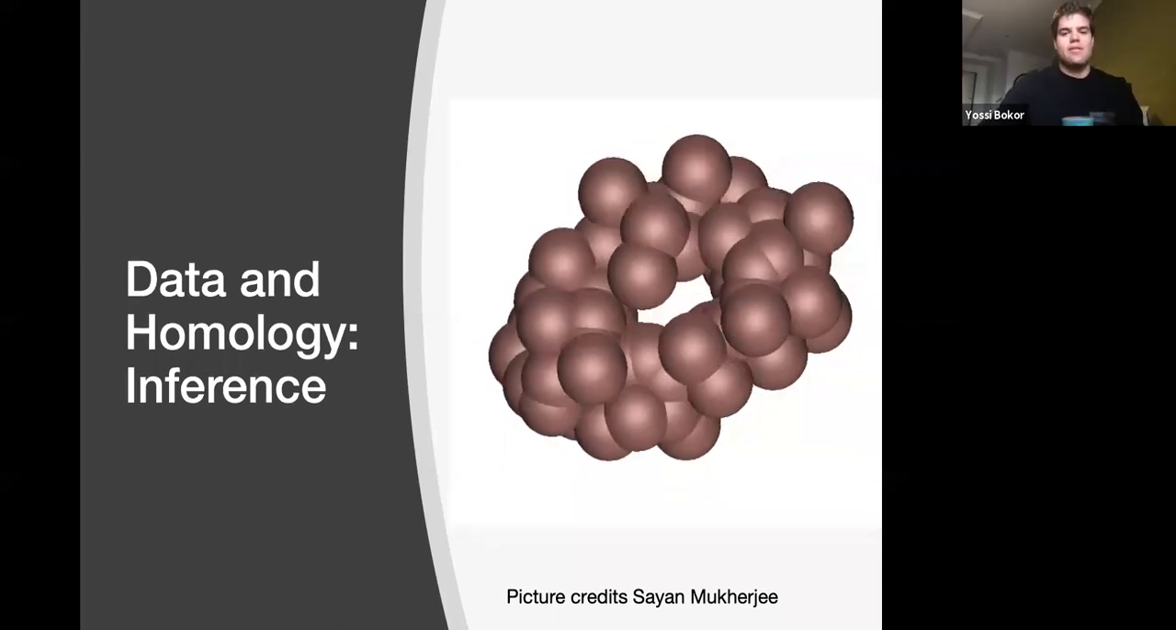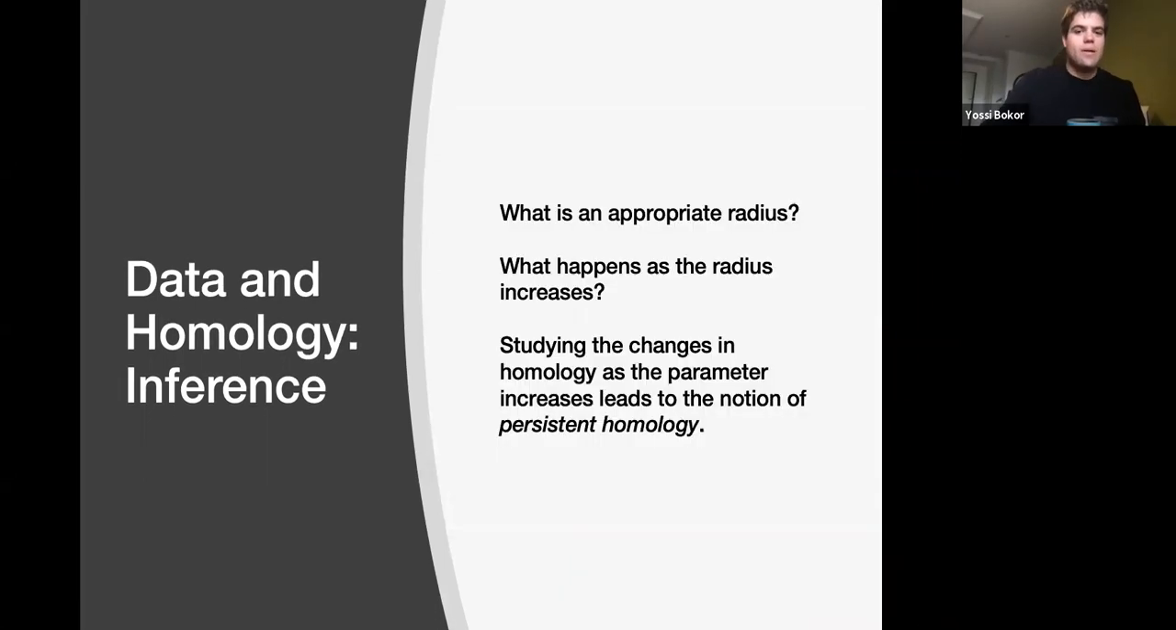All right, so there's kind of consensus that this one or this one, probably this one would be the best size radius to use. But you don't know that at the start, right? So, how can we do this? Well, these are important questions. What's an appropriate radius? And I was hinting at this earlier. We can look at what happens as the radius increases. And so studying the changes in homology as this parameter increases leads to the notion of persistent homology.